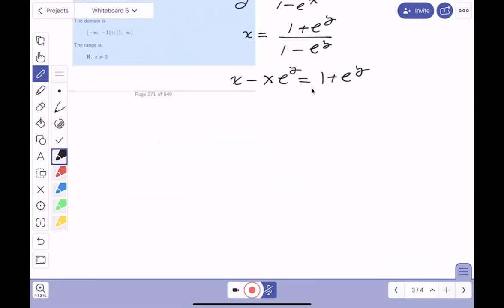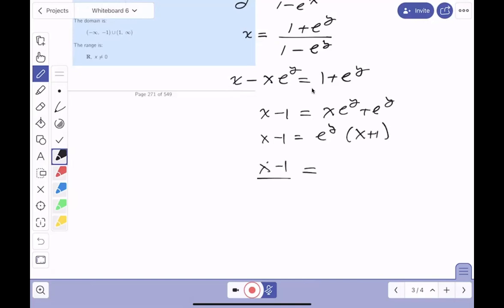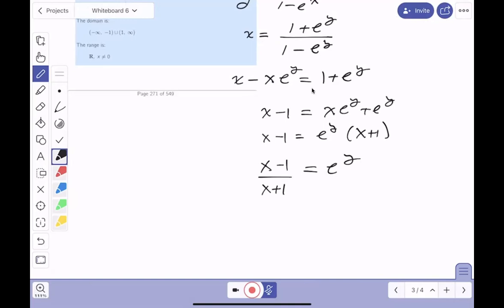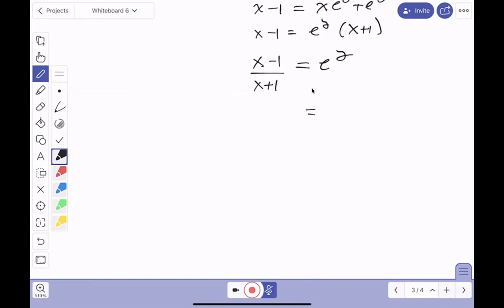I'm going to try to get the y's on the one side right away. So it's x minus 1. That's going to be x e to the y plus e to the y, x minus 1, e to the y, x plus 1, x minus 1 over x plus 1, e to the y. Well, when's this going to end? Oh, now y is the natural log of x minus 1 over x plus 1.